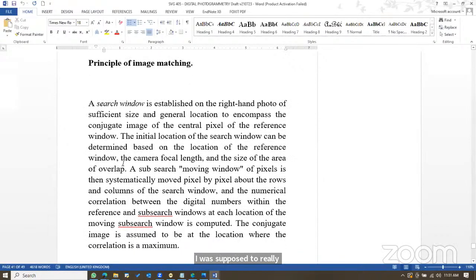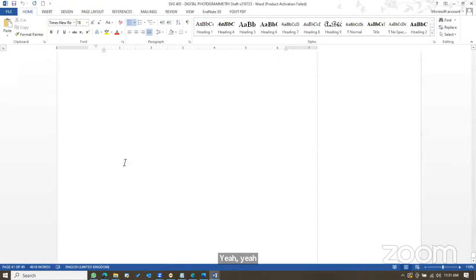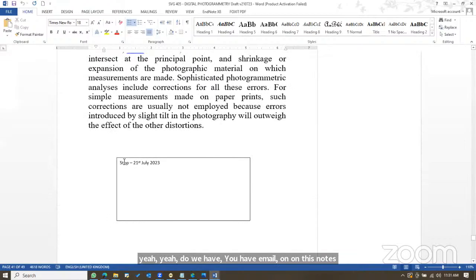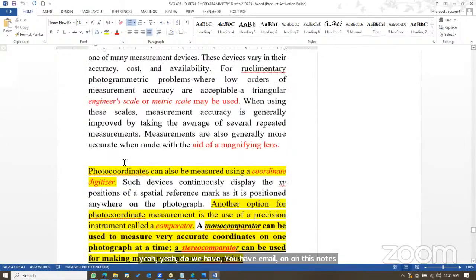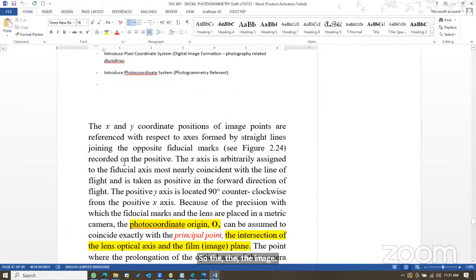Yeah. Do we have image enhancement here? Do you have image enhancement on this note? No, I'll tell you, we don't have image enhancement on this note. The image enhancement is on the other one, that's on the textbook I gave you.